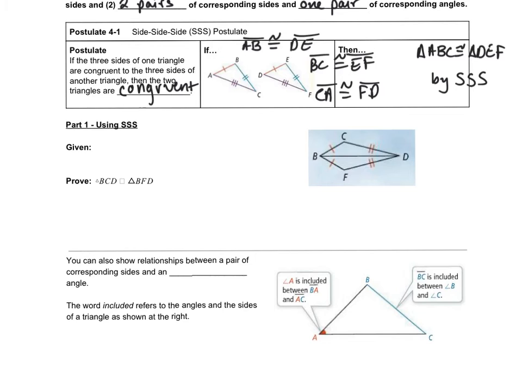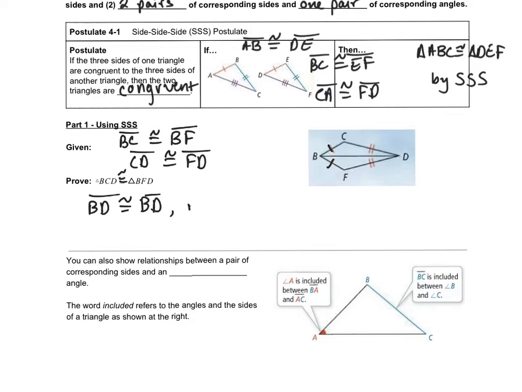So looking at the first example using side, side, side, all right, it asks us to list what's given and then to prove that these two triangles are congruent. All right, so let's look at what's given. Well, we know that these tick marks represent congruency. And if you have the same amount of tick marks, then those sides are congruent. So side BC is congruent to side BF, and CD is congruent to FD. All right, and so we need to prove that side BD is congruent to side BD, all right?